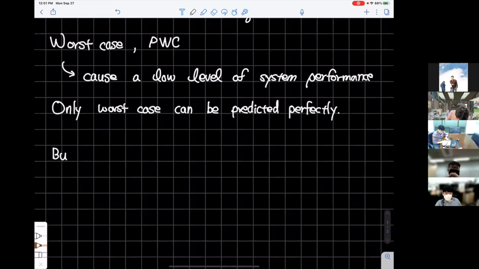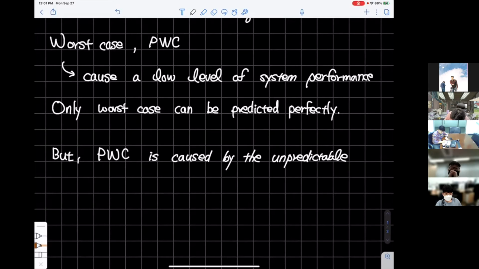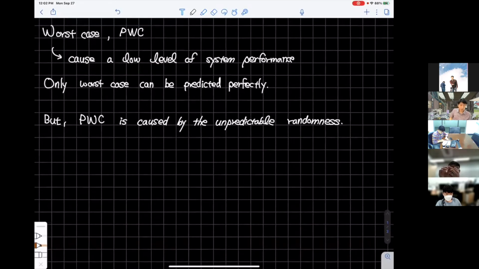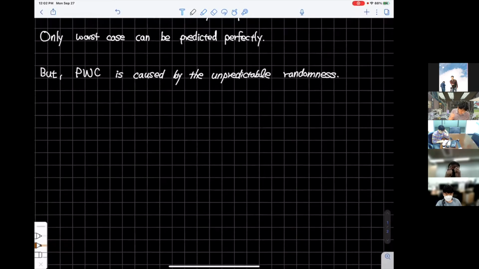However, the practical worst case is caused by the unpredictable randomness. So the variability that we are going to learn is closely related with the practical worst case if we compare with the model of PennyFab1.